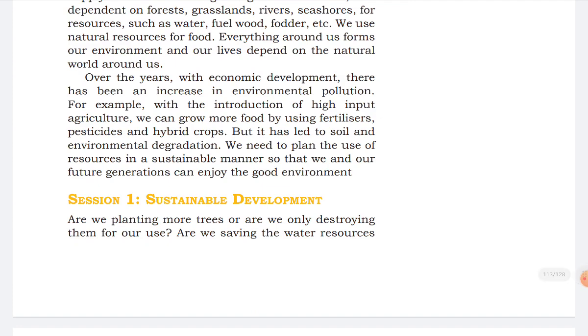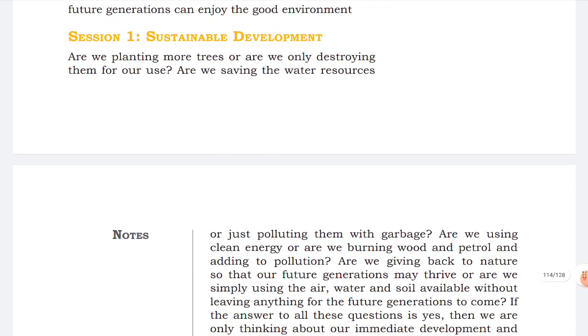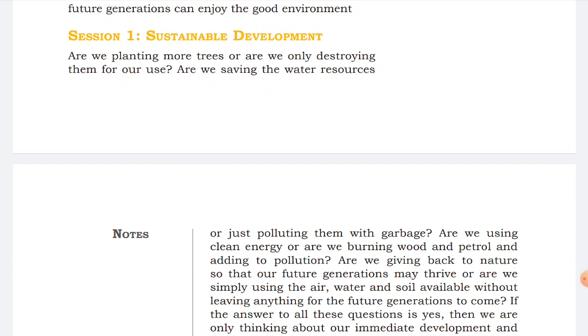Over the years, with economic development, there has been an increase in environmental pollution. For example, with the introduction of high input agriculture, we can grow more food by using fertilizers, pesticides, and hybrid crops. But it has led to soil and environmental degradation. We need to plan the use of resources in a sustainable manner so that we and our future generations can enjoy the good environment. Session 1, Sustainable Development.